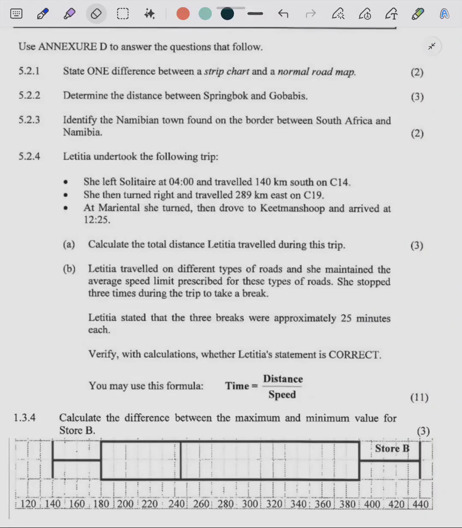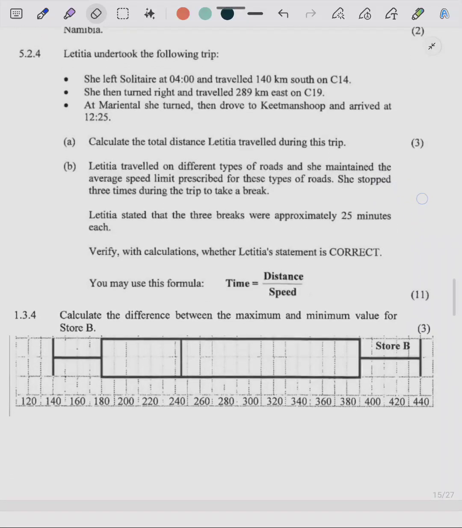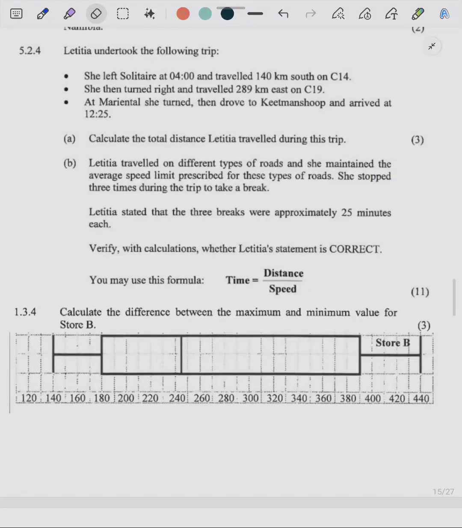All right. Our next question here is 5.2.4, which tells us about the trip that she's taken. We are told she leaves Solitaire at 4 o'clock and travels 140 kilometers south on the C14. She then turns right and travels 289 kilometers east on the C19. And at Mariental, she turned and drove to Keetmanshoop and arrived at 12:25. So the first thing they want us to do is calculate the total distance that she traveled.